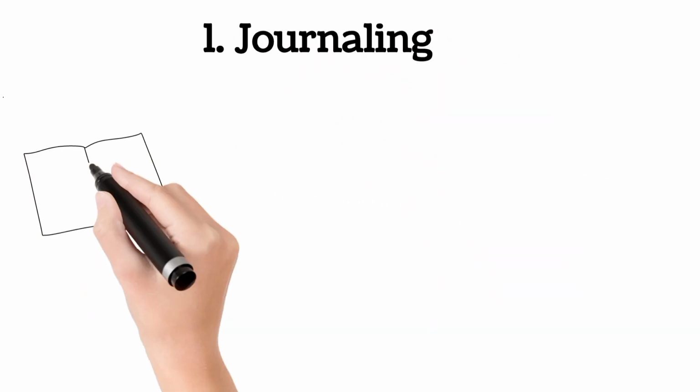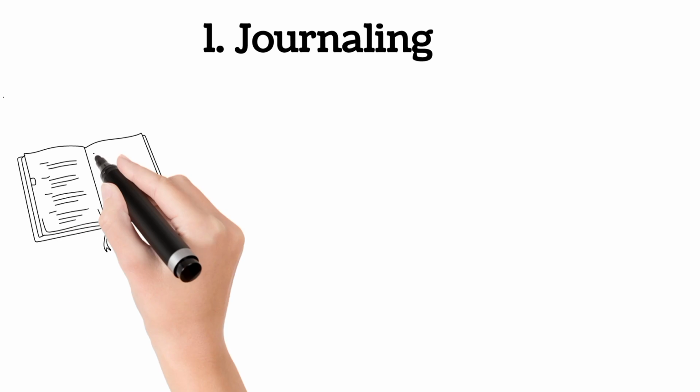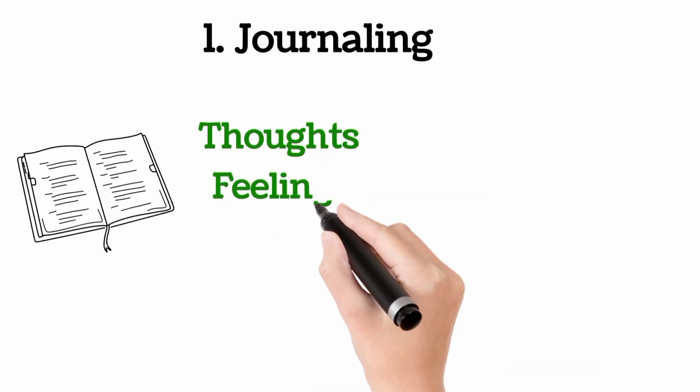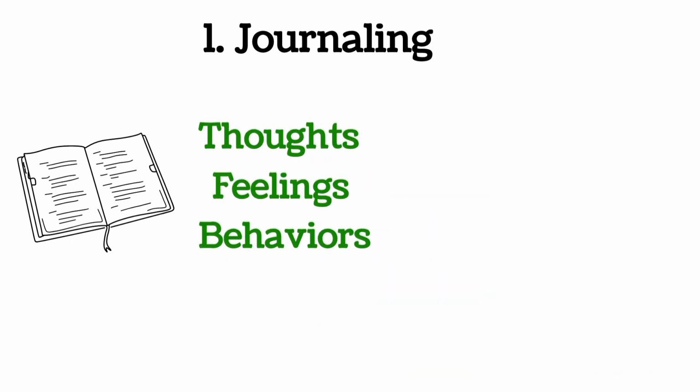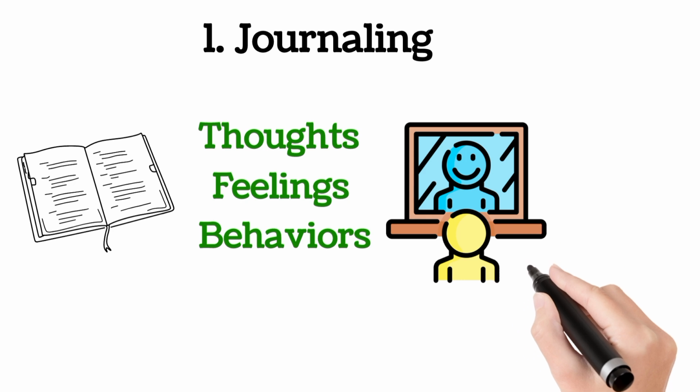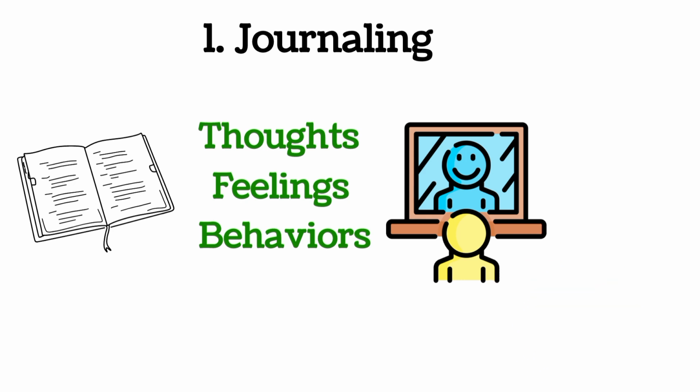Journaling. Writing about your thoughts, feelings, and behaviors can be a helpful way to become more aware of your shadow self and to gain insight into the unconscious mind. Writing about your thoughts, feelings, and behaviors can be a helpful way to process and make sense of your experiences.